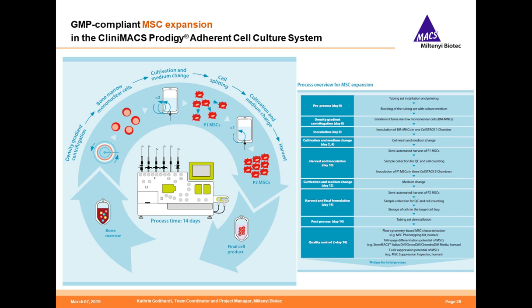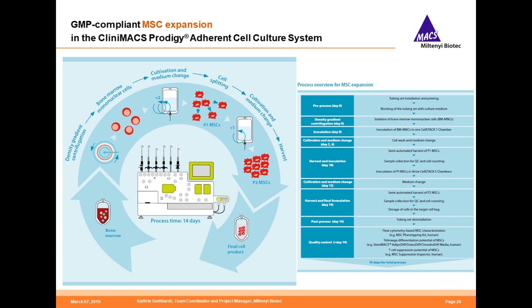So here you can see the GMP-compliant MSC expansion process, how we have developed this process for the Clinimax Prodigy adherent cell culture system. Everything is done as you would also do it manually. So you start with bone marrow, you have the density gradient centrifugation, which is performed completely automated in the device. Afterwards, you can harvest the bone marrow mononuclear cells, which are washed in the cell cultivation media, so that afterwards you can directly start the cultivation in the external cell culture vessel.